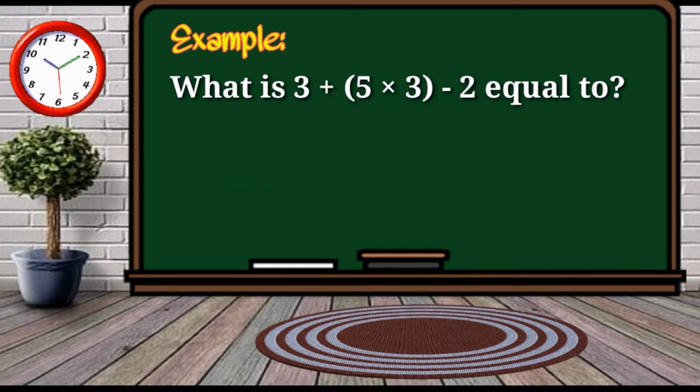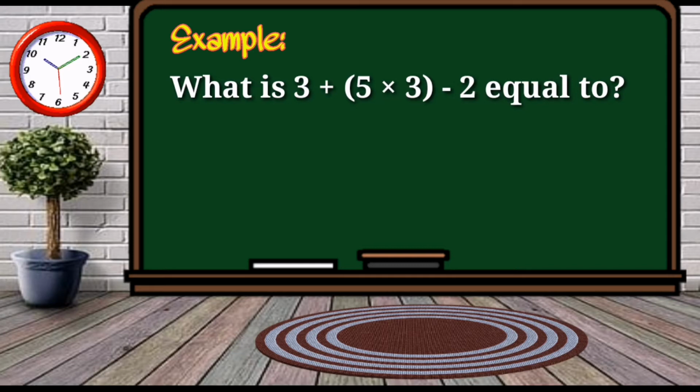However, if you are just given the problem such as 3 plus 5 times 3 minus 2, we don't know whether we should add 3 and 5 first or multiply 5 and 3 before adding. This makes one confused on what to do first and what is next. In this case, we need to follow the rules on how to do it correctly. Do you have any idea on how to do it properly?